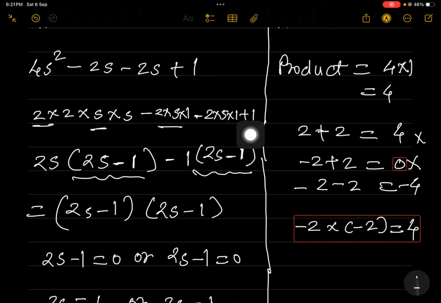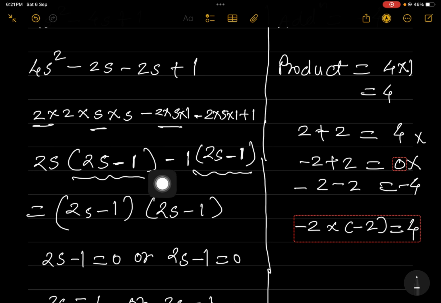Here see what is common? 1 is common. So 1 comes outside. Here 1 is there and here is 1. This 1 is coming outside. So what will remain? 2s will remain. Outside the bracket a minus sign is there. So though here the plus sign is there, inside the bracket it will become minus sign.